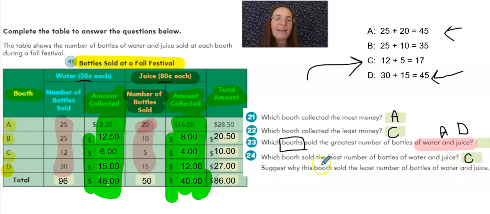Suggest why this booth sold the least number of bottles of water and juice. What could have caused that? The great thing about this question is that if you can make it make sense, then your answer is correct, but it has to make sense.